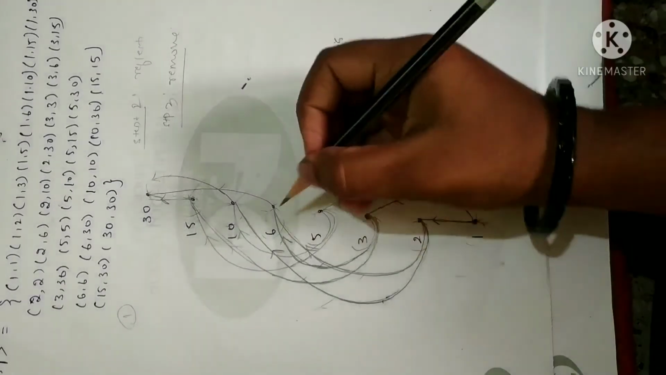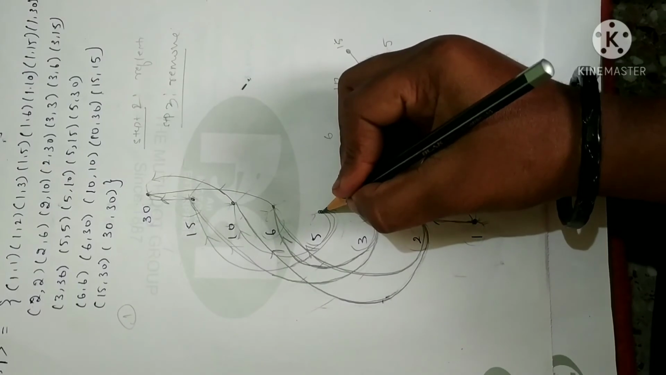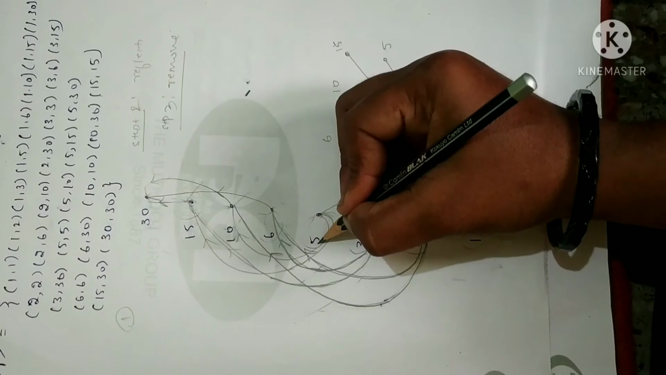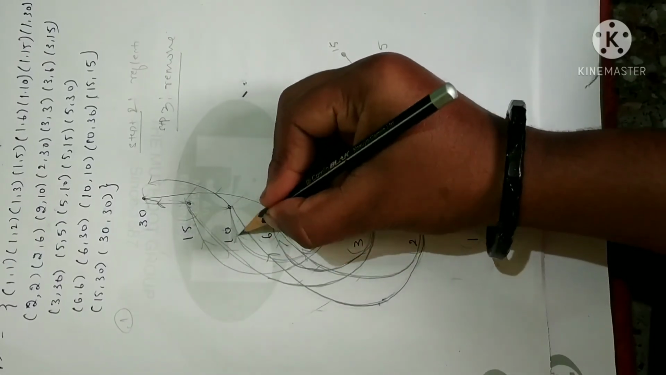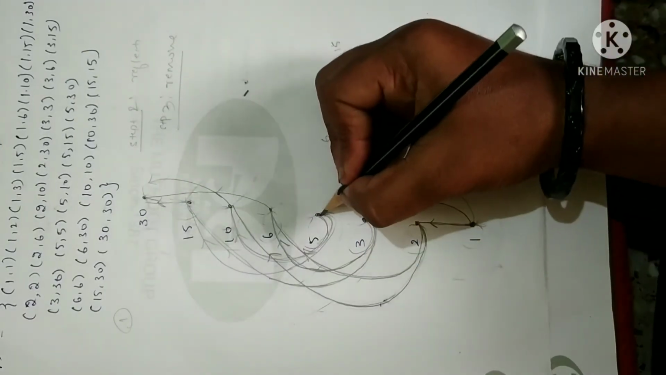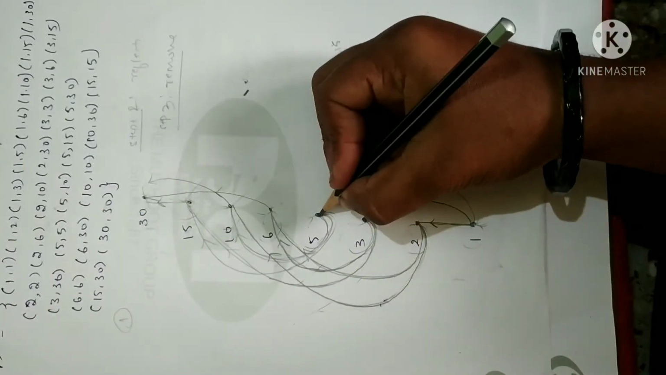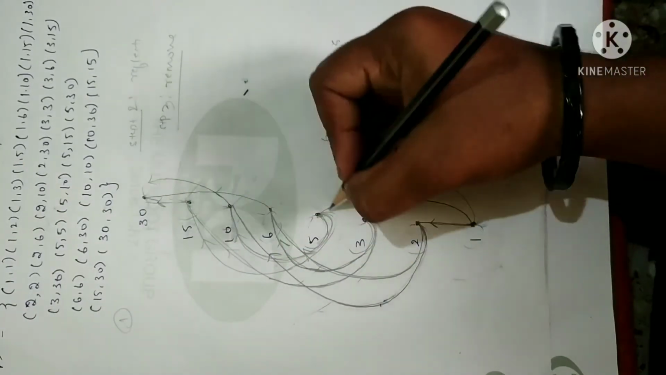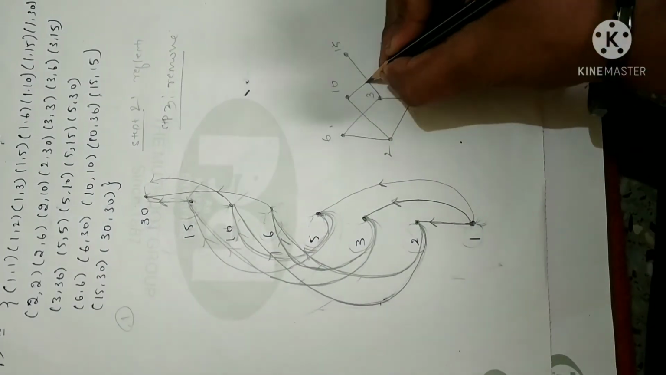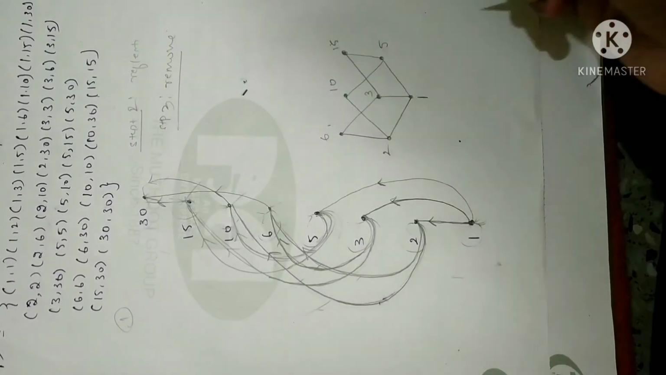Fine. Now let me go to vertex 5. You can clearly see, looking at the direction of the arrow, that vertex 5 has been connected to 10. You just draw by looking at the video. Keep a sheet with you and try to solve this, then you will understand clearly. So 5 is connected to 10 and 5 is connected to 15. I have drawn this.